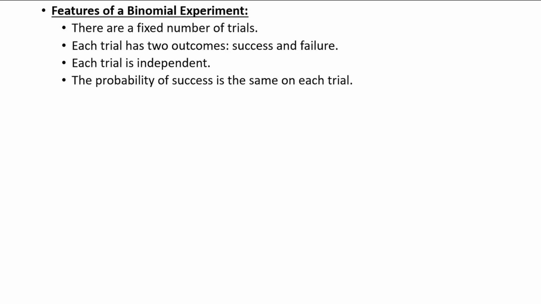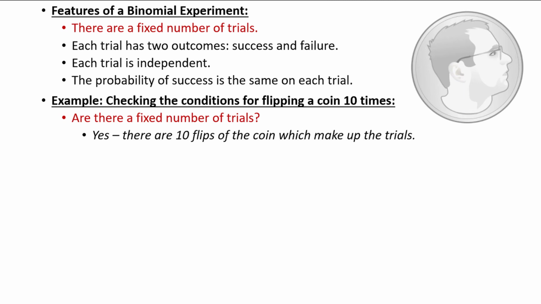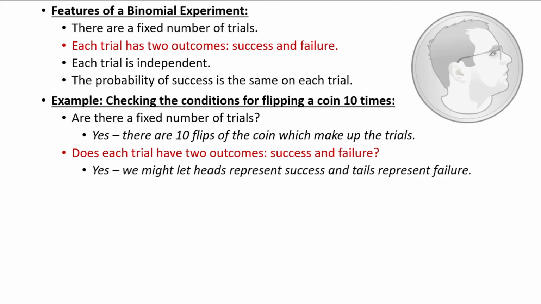The classic example of a binomial distribution is flipping a coin n times, let's say 10 times. Let's check the four conditions. Are there a fixed number of trials? Yes, there are. There are 10 flips of the coin, which make up our trials. Does each trial have two outcomes, success and failure? Yes, the only two outcomes when a coin is flipped are heads and tails. We might let heads represent success and tails represent failure.